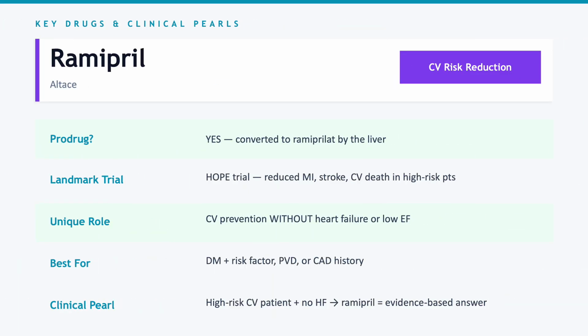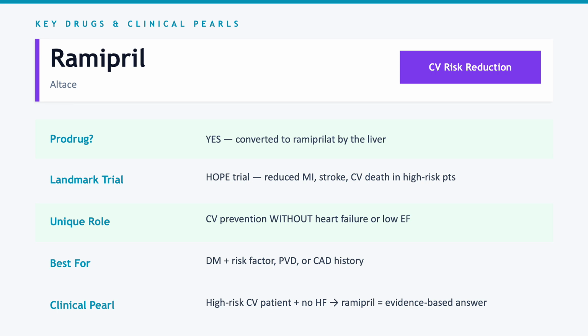Ramipril is the ACE inhibitor studied in the HOPE trial, one of the most important cardiovascular prevention trials ever conducted. It showed that Ramipril significantly reduced the rates of MI, stroke, and cardiovascular death in high-risk patients who did not have heart failure or low ejection fraction. This established Ramipril as the ACE inhibitor of choice for secondary cardiovascular prevention. Patients with diabetes plus another risk factor, peripheral vascular disease, or a history of coronary artery disease.